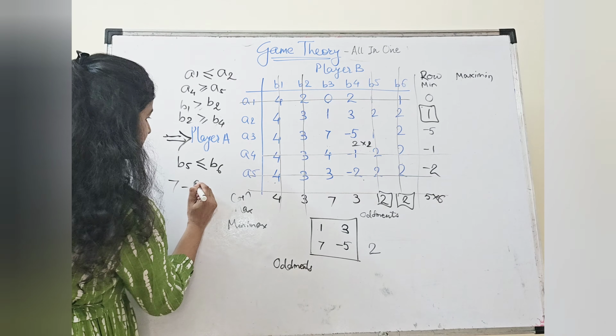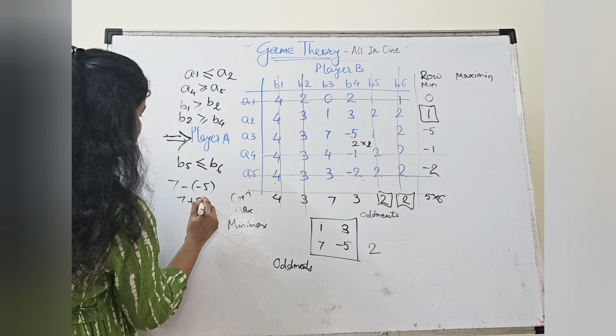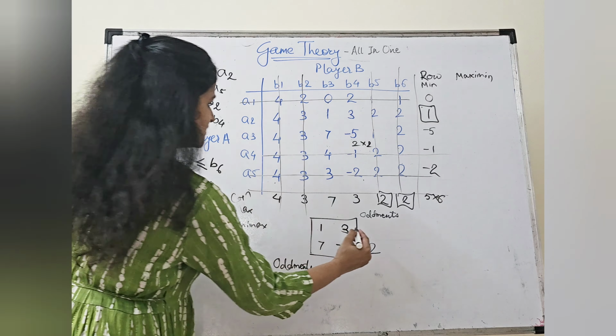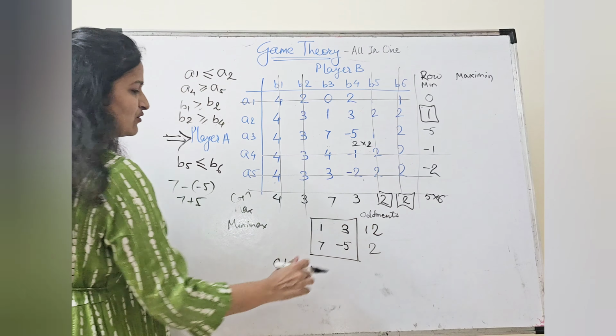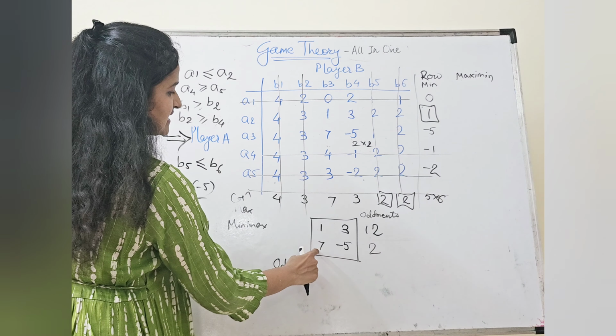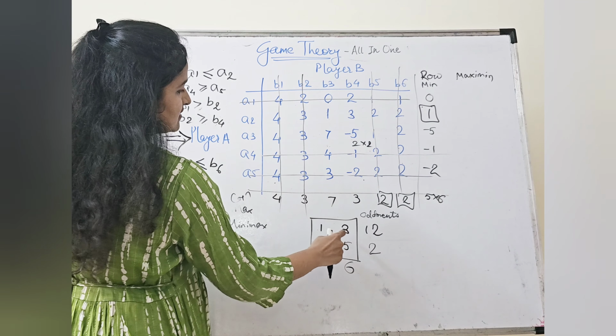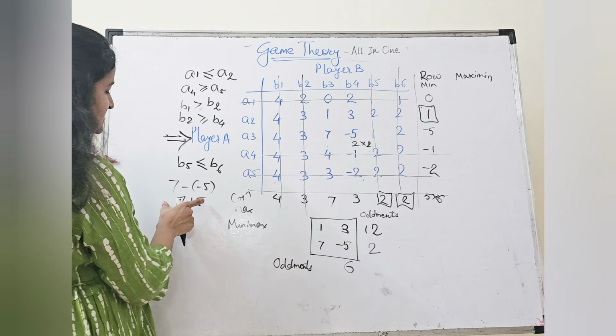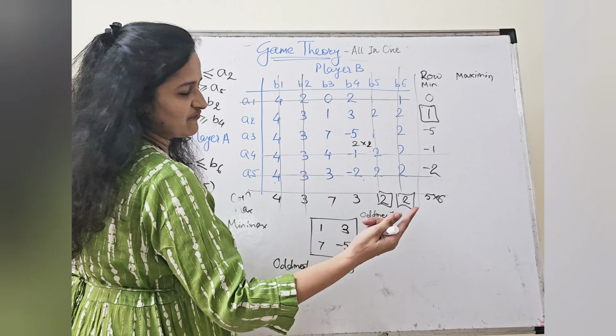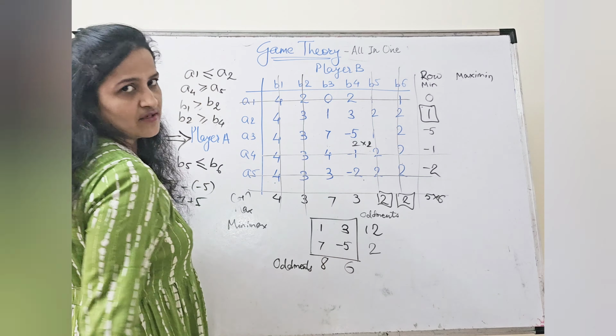So 7 minus this minus 5, so ultimately it becomes 7 plus 5. So that is 12. You will write down diagonally. Now for this, 7 minus 1 is 6. So you will write it here. Now here 3 minus 5, the same way. So it is 3 plus 5 basically. So that becomes 8. Oddments are done.